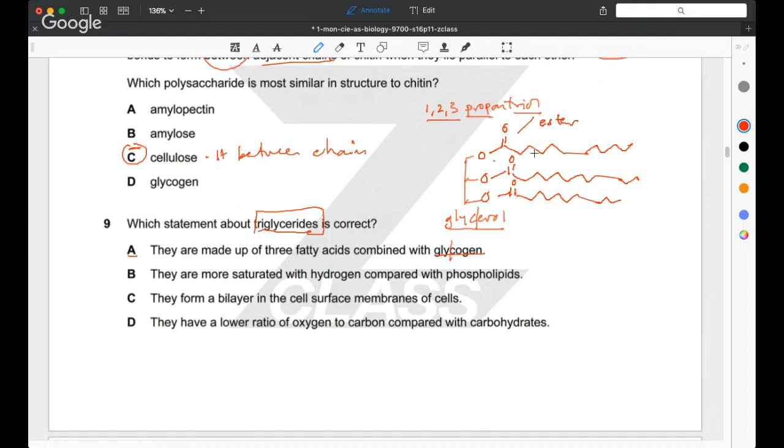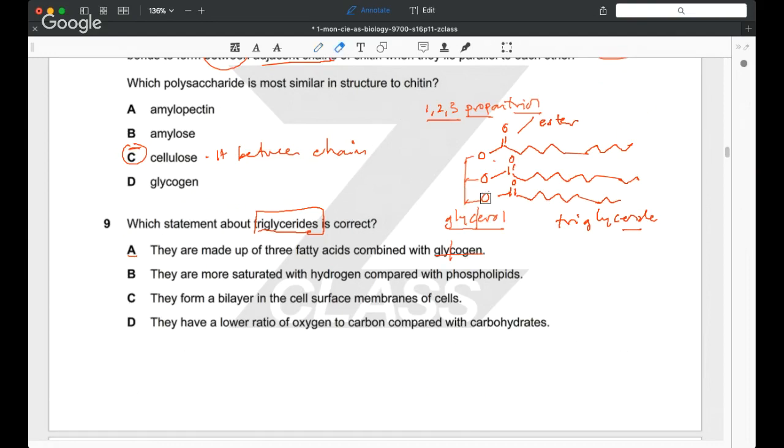And so that fatty acid is now linked to the propan 1,2,3 triol, or the glycerol, through an ester link. And that combination of 3 fatty acids through ester links to the glycerol, that's your triglyceride.